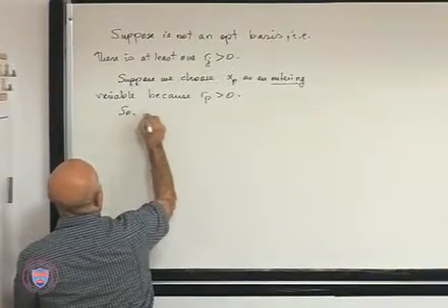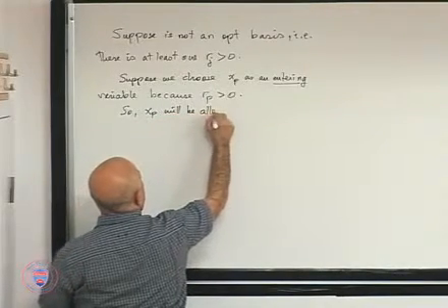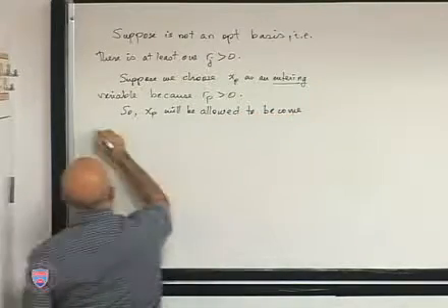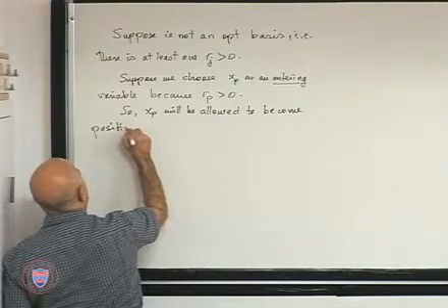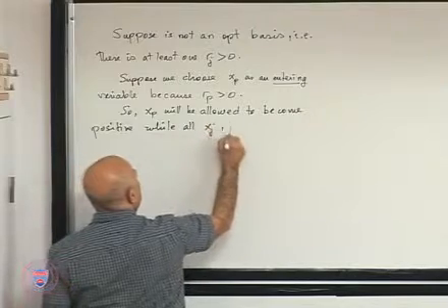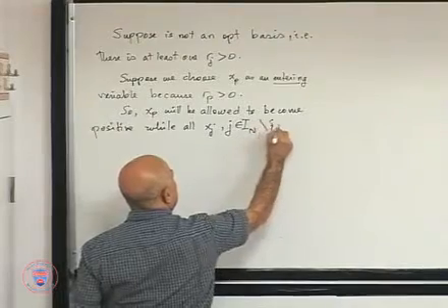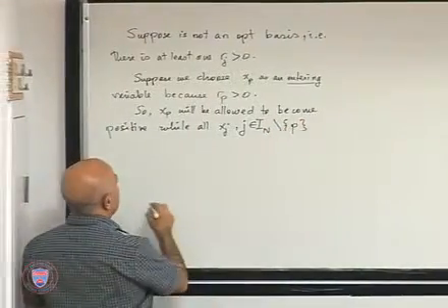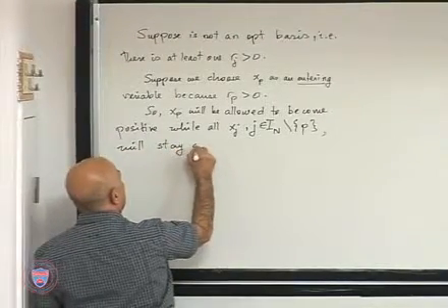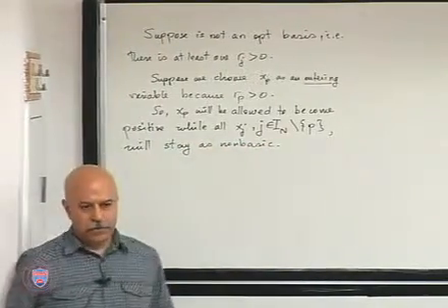So xp will be allowed to become positive while all xj for j in the non-basic set except the index p will stay as non-basic. In other words, they will continue to be 0. Okay?